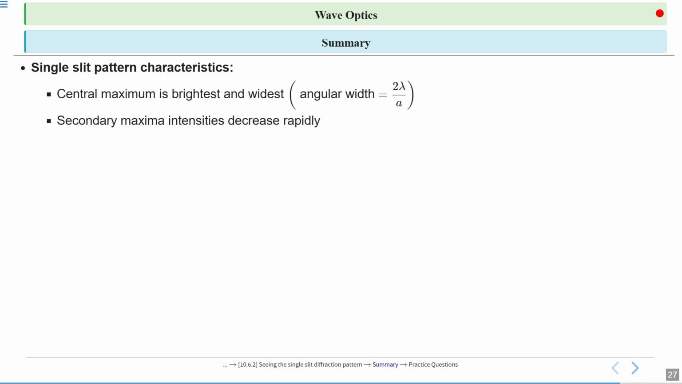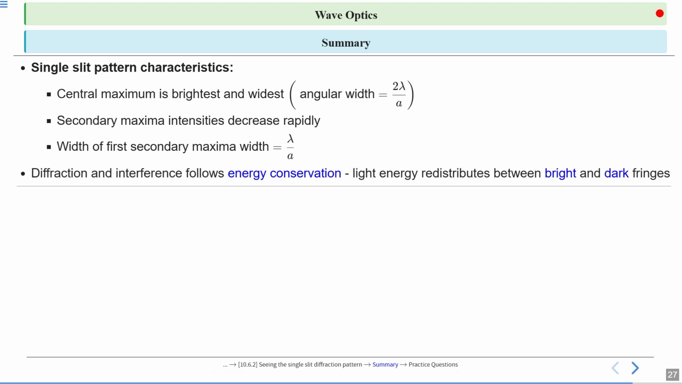As we move away from the central maximum, the secondary maxima appear. However, their intensity decreases rapidly. This shows us that light energy is not evenly distributed and the brightness diminishes as we move further from the center. The width of the first secondary maximum is lambda upon a. This is half the width of the central maximum, indicating that secondary maxima are narrower and less intense. Finally, let's consider how diffraction interference follows the principle of energy conservation. Light energy is redistributed between bright and dark fringes, ensuring that energy is conserved throughout the pattern.